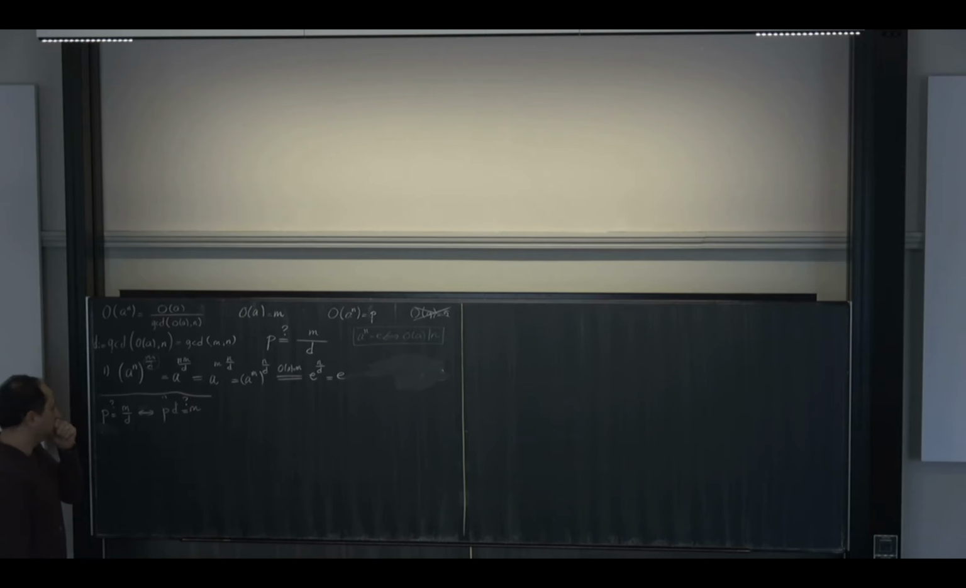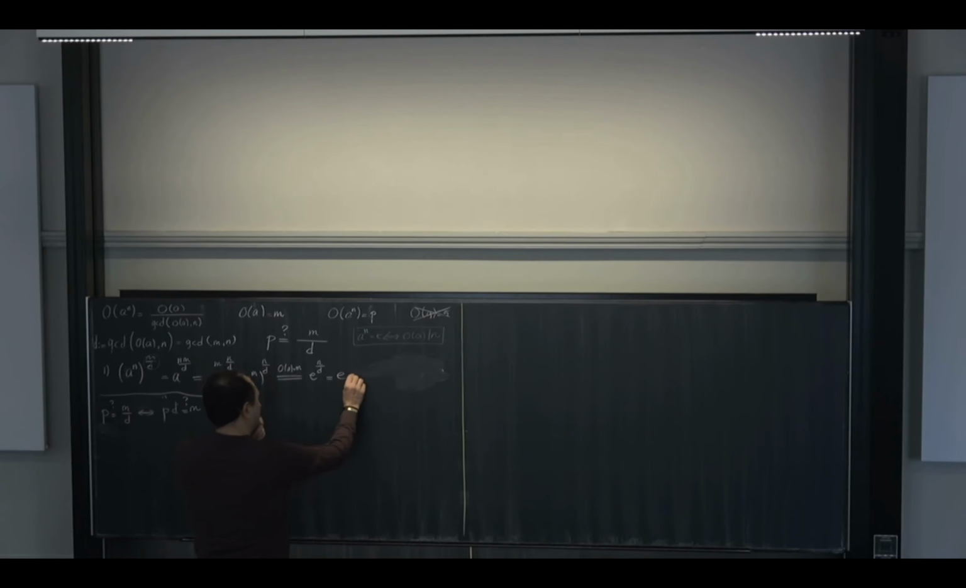Okay, so that is good. Let me continue here. So this means that P divides M over D. So that's correct. So this means that PD divides M. That's correct. Okay, I have to prove it the other way around.